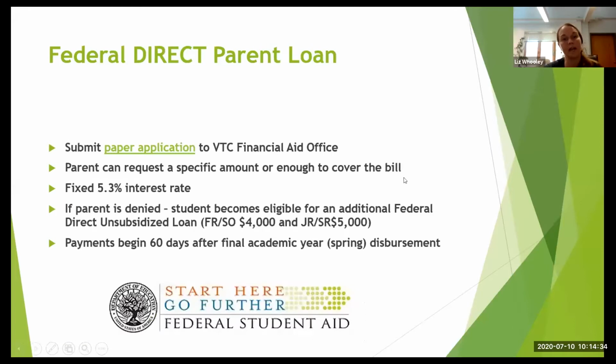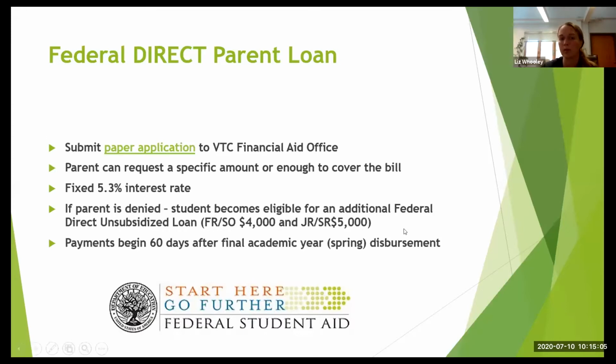And then the last federal loan is actually a federal direct parent loan. So the parent loan is for dependent students, and it is a federal loan. And so a parent would need to submit a paper application to the VTC financial aid office, and they can either request a specific amount or request enough to cover the bill. And that one, the interest rate also has come down. That's a fixed 5.3% interest rate on those.